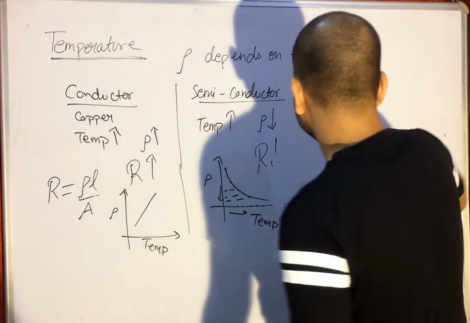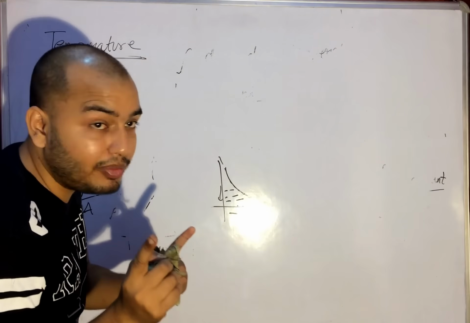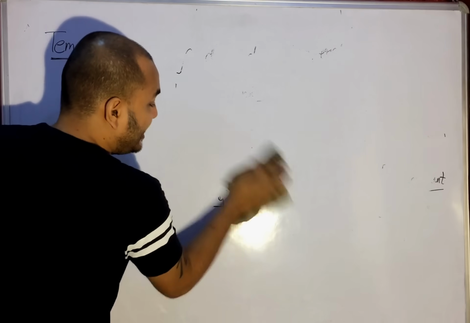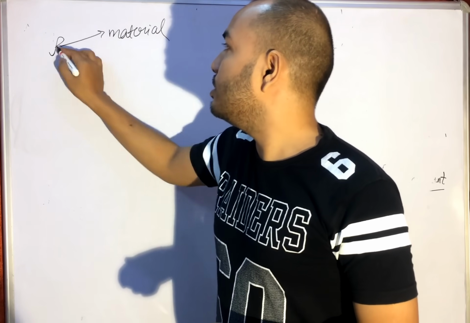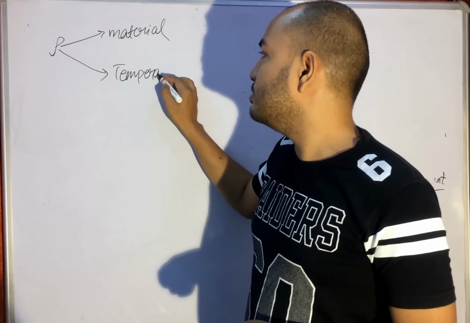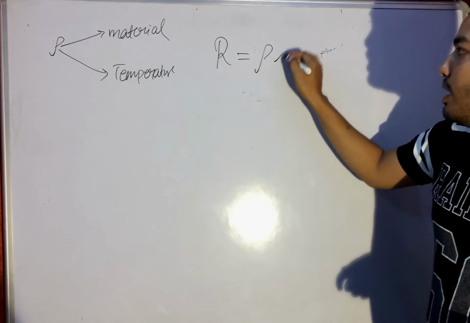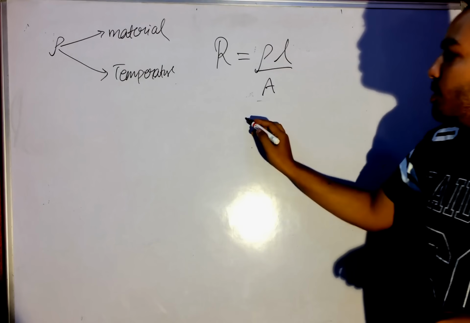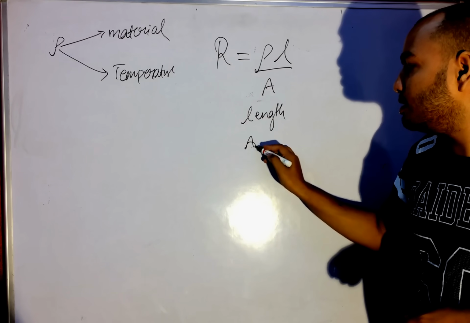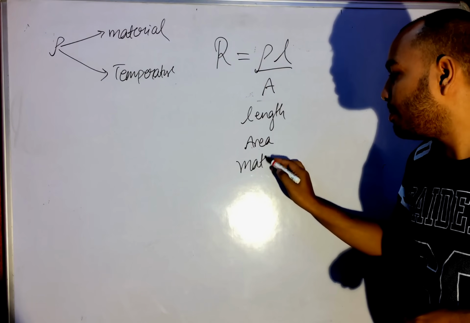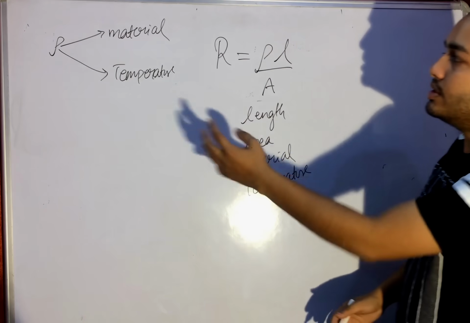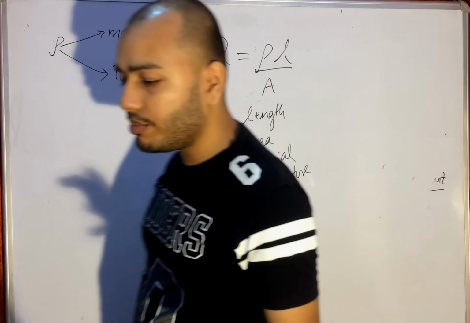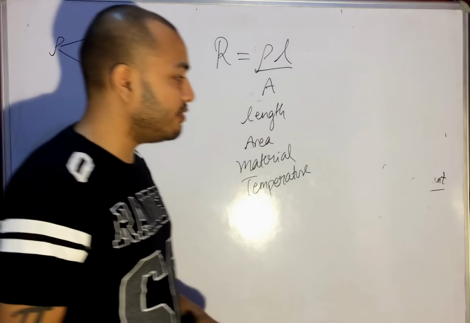Okay. So resistivity now depends upon two factors. One factor being the material and the other factor being temperature. And by now, resistance has been depending on four factors. Resistivity depends upon material and temperature. And resistance has a formula R = ρL/A. So it depends upon length, area, material, as well as temperature. So these are the factors on which resistance and resistivity depend. Resistivity does not depend upon length or area. It is constant for a given material.